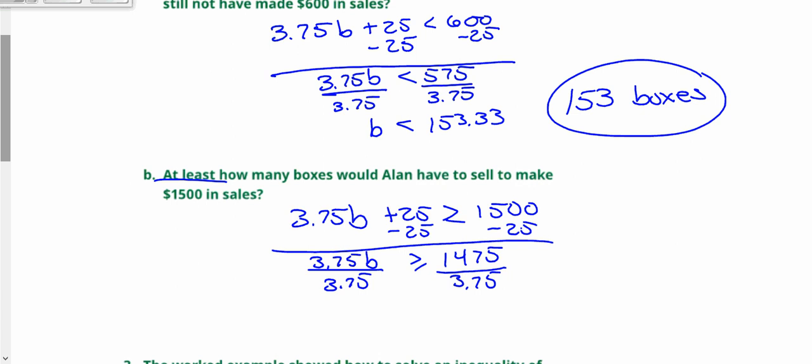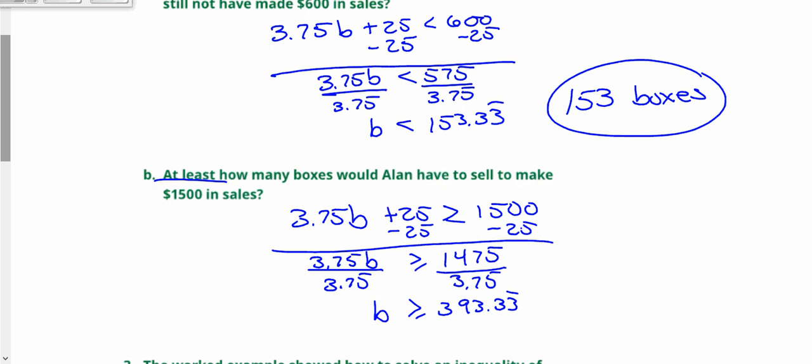Totally up to you on which way you want to go with that. So you get B is greater than, grabbing your calculator, 393.33 repeating. And you might be thinking that, oh, okay, this is a 0.33, so I'm going to have to just round down again. But now, if we round down to 393, we will not have made 1,500 in sales.